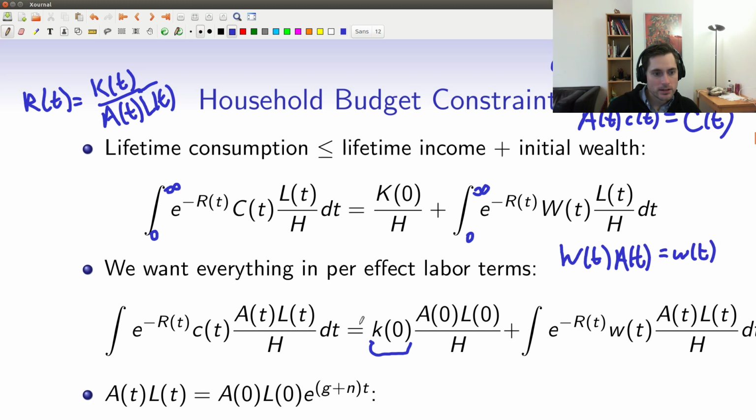Okay. And now things are looking better because everything is in terms of consumption per unit of human capital, physical capital per unit of human capital, and now wages per unit of human capital. Okay.